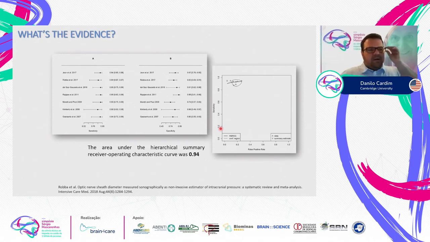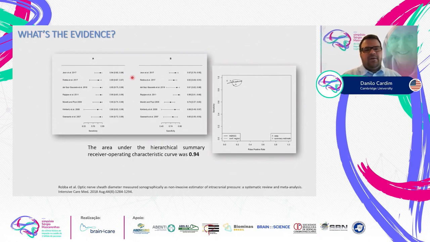So here we have, for example, a study that one of my colleagues, Dr. Kara Roba, published a few years ago. It's a meta-analysis concerning the different assessments of optic nerve sheath diameter as a non-invasive way to assess intracranial pressure. So in the literature, we do observe that the reliability of this method varies quite a lot.